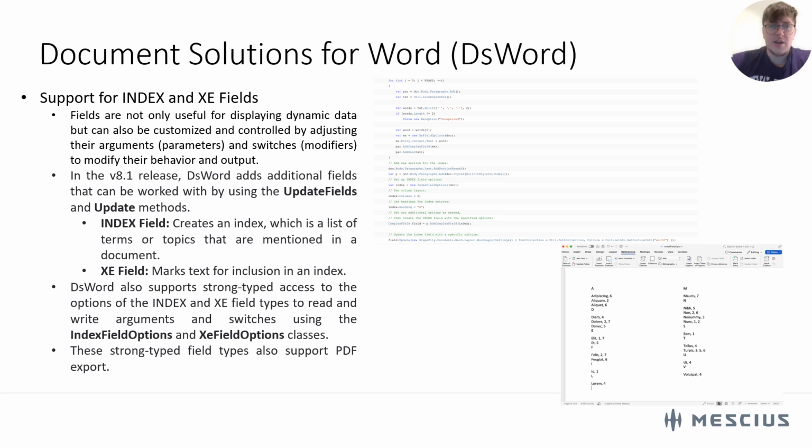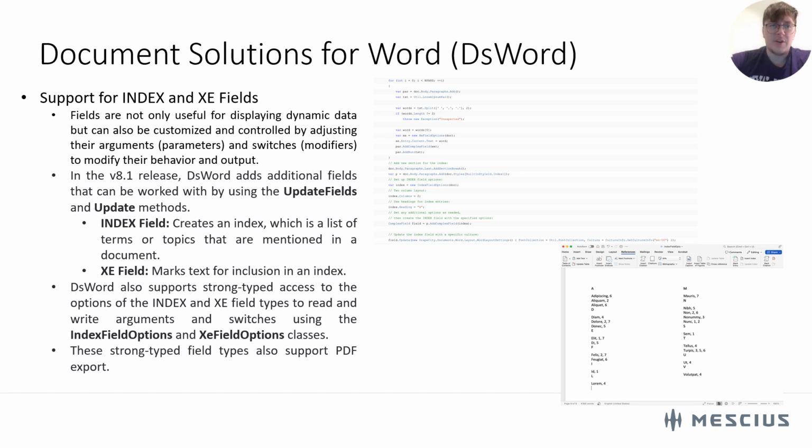In the code on the right, we create a new paragraph that's filled with lorem ipsum text within our Word document object. We then create an XE field by utilizing the XE field options class, and we add the text content of the newly added paragraph to the XE field. We then add the XE field to our paragraph object in the document.